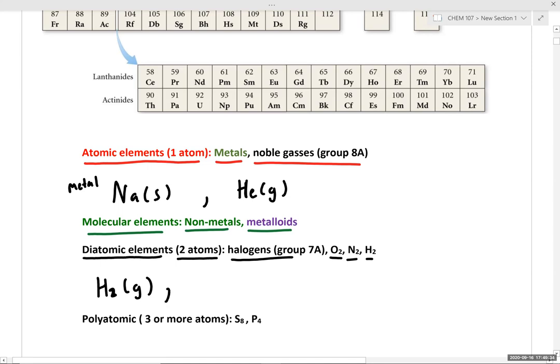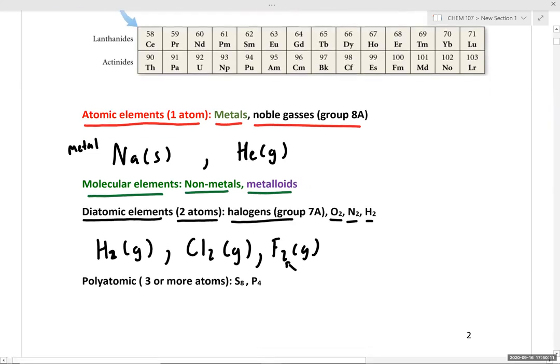Likewise, halogens. What's an example of a halogen? What halogen should I write the formula for? Chlorine? Chlorine, sure. So chlorine would exist as Cl2 gas. Halogens are diatomic. Likewise, fluorine is diatomic. Two atoms in the formula. Does that make sense? Is everyone comfortable with this? Does everyone remember these ideas?